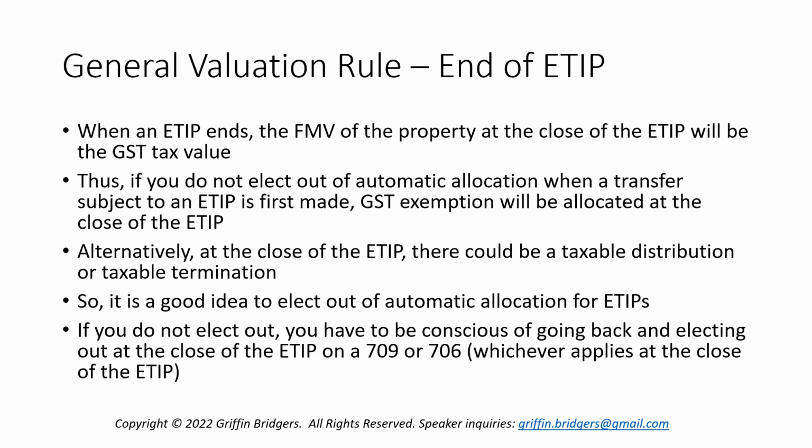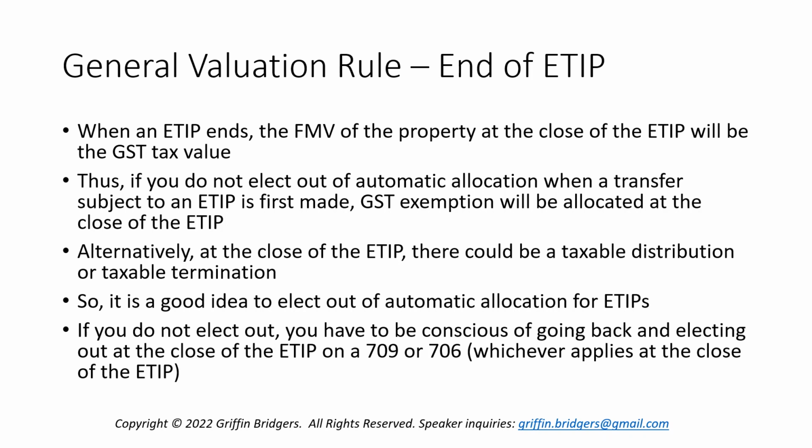Now, we looked at the end of an estate tax inclusion period, or ETIP, too, and how that can create issues. And I briefly alluded to this fact earlier, but the core issue is that when an ETIP ends, the fair market value of the property at the close of the ETIP will be the GST tax value. So what's the significance here? Well, you could have a direct skip, a variety of different transfers at the end of an ETIP. In either case, you're looking at the fair market value of the property at the close of the ETIP. And where this really rears its ugly head is in the allocation of GST exemption.